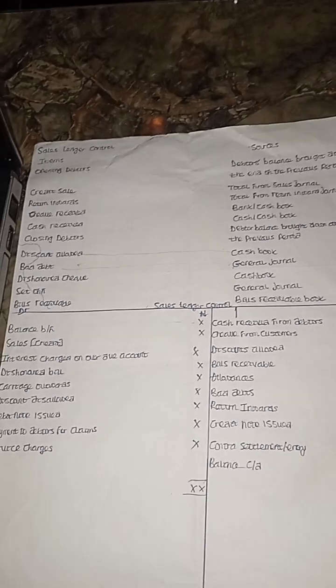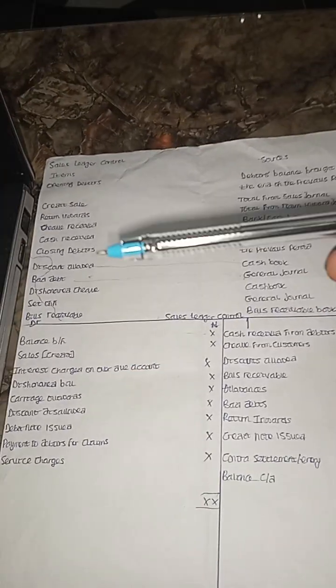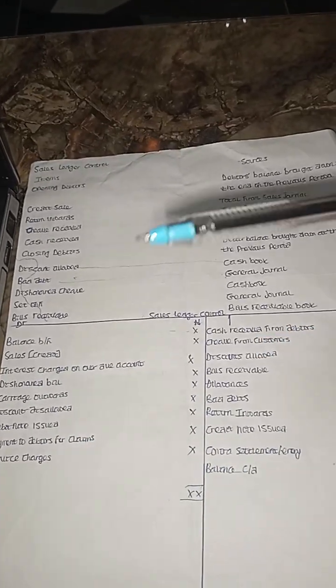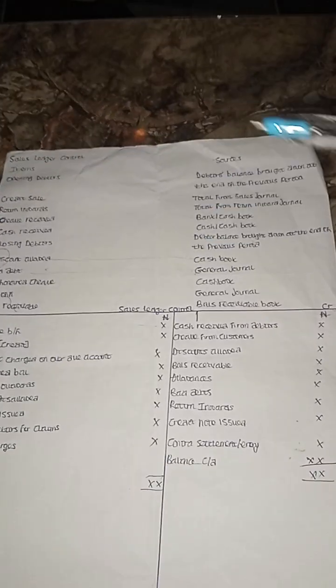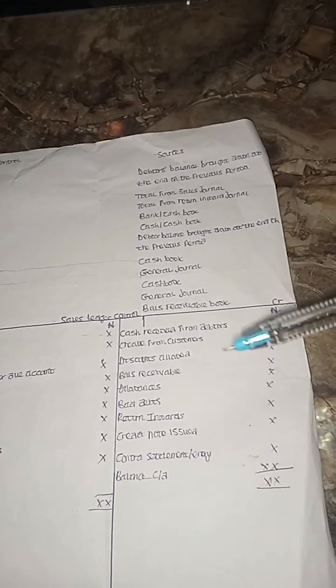I will start by explaining that on the debit side of a sales ledger control account, all increases in debt are located on the debit side. Whenever the debt is increasing, it should be on the debit side of the sales ledger or debtors control account. And on the credit side of the debtors control account, it helps us to reduce all debts. It helps us to have a reduction of our debt figures.